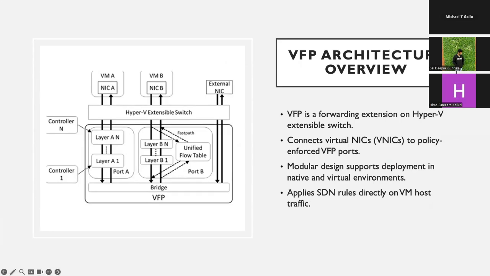VFP sits between the virtual switch and the network adapters, both physical and virtual. When a packet arrives, whether from my VM or the physical network, it passes through VFP before reaching its destination. This positioning allows VFP to apply policies right at that point in the packet's journey. VFP connects virtual NICs to policy-enforced VFP ports, and it creates a flexible framework for network policy enforcement. Each virtual machine has one or more virtual NICs, each connected to a dedicated VFP port, which serves as a choke point for all the policies within network traffic. These ports act as gateways where all the VM traffic must pass.